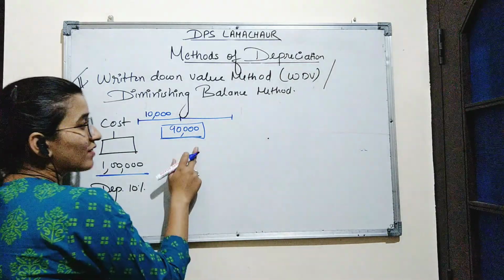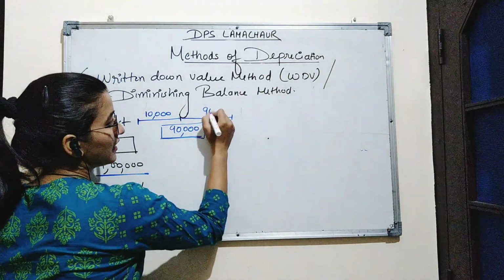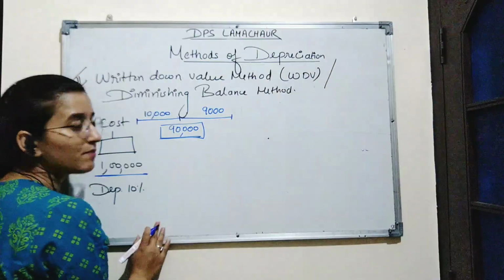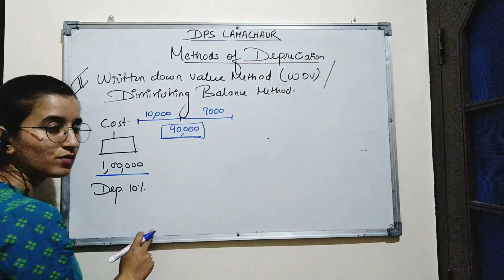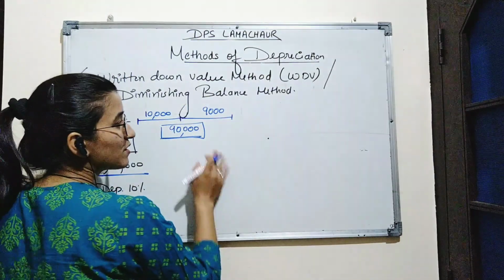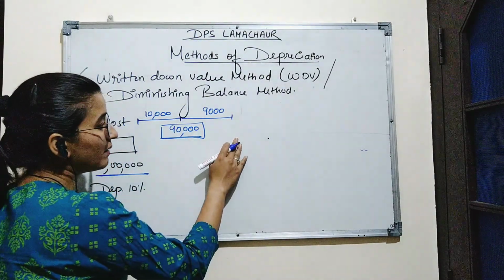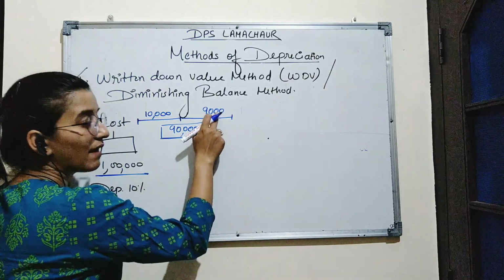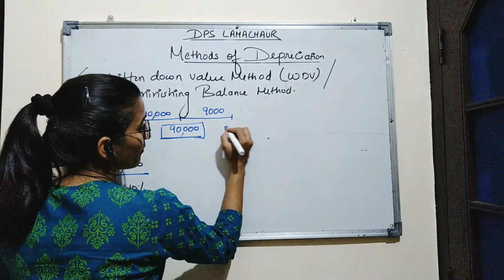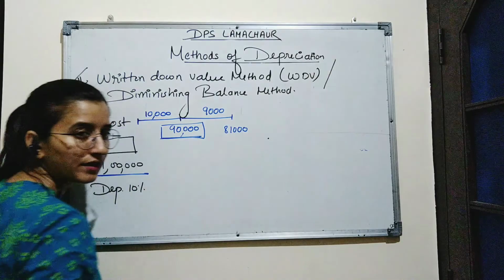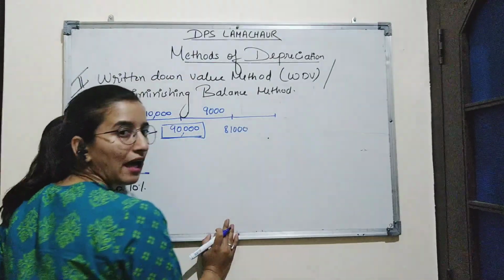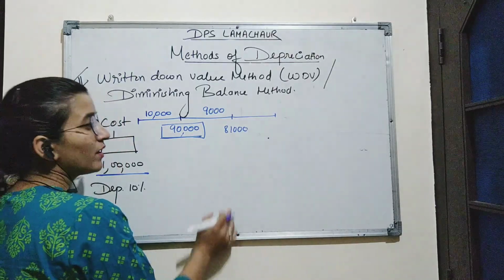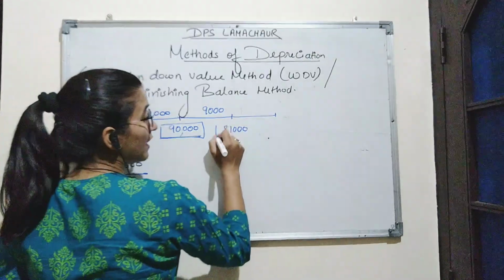So while calculating the depreciation on next year, we will calculate it on 90,000. So 10% of 90,000 is 9,000. That means the depreciation amount for next year, which means second year, is 9,000. So here the value of machinery remaining in the second year will be 90,000 minus 9,000, which is 81,000.